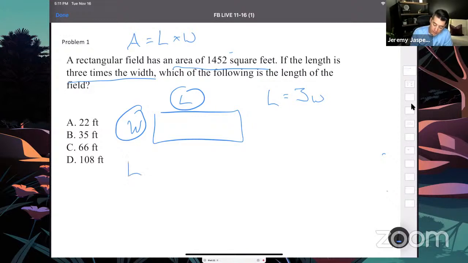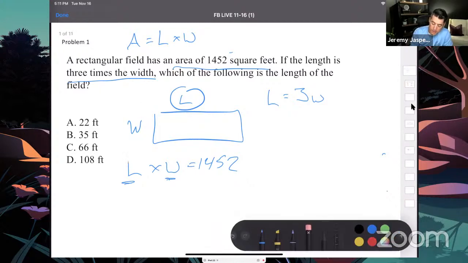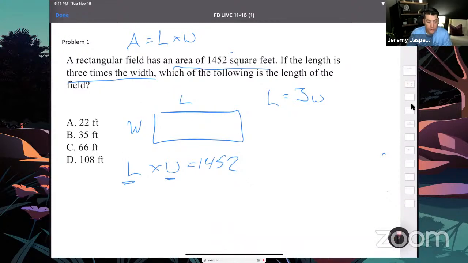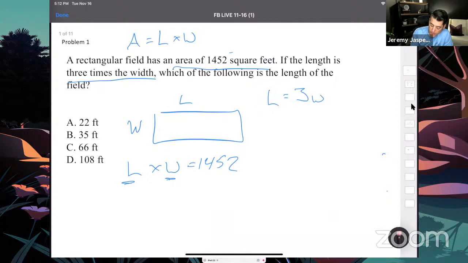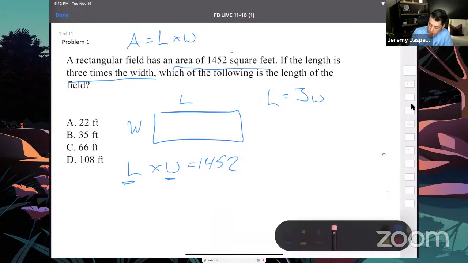So if I did length times width equals 1,452, understand that I cannot solve this because I have 2 different variables. So what needs to happen is I need to be able to get the same variables. In order to solve algebra, you have to have the same variable. One equation means you can only have one variable. Two equations, then you're allowed to have two variables, and so on and so forth. But because I made length equal to 3 times width, length is equal to something, see, length, but this is also L. So what we want to do is we want to substitute that value. So L is really equal to 3W.